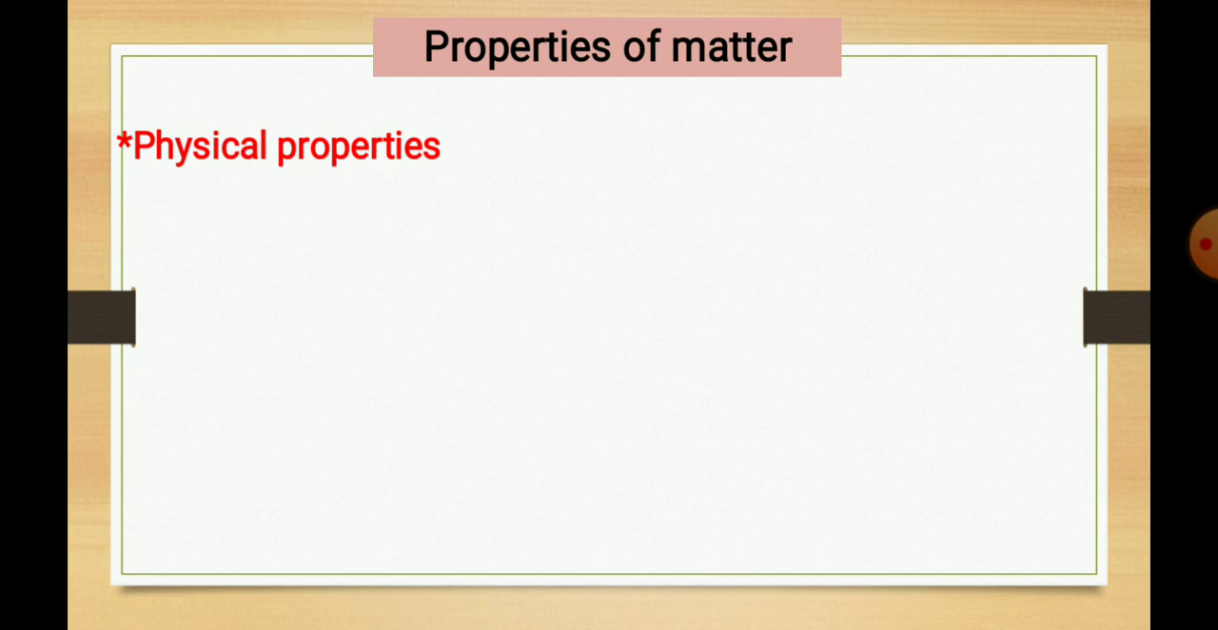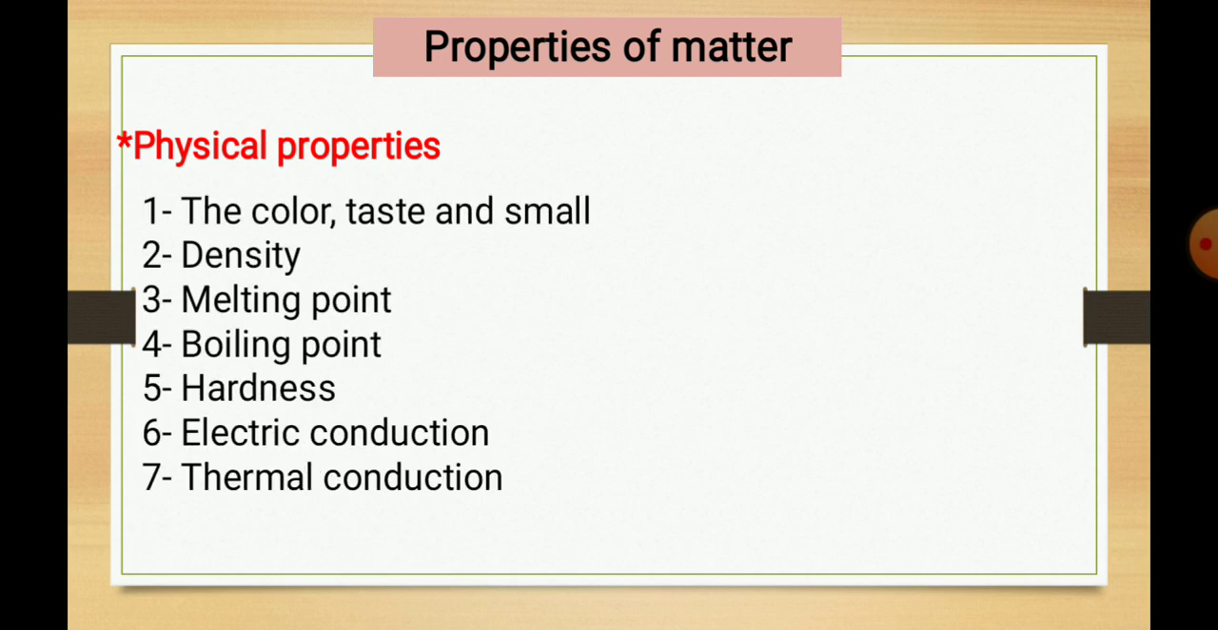Physical properties of matter are: number 1, the color, taste, and smell. Number 2, density. Number 3, melting point. Number 4, boiling point. Number 5, hardness. Number 6, electric conduction. Number 7, thermal conduction. And what about the chemical properties?